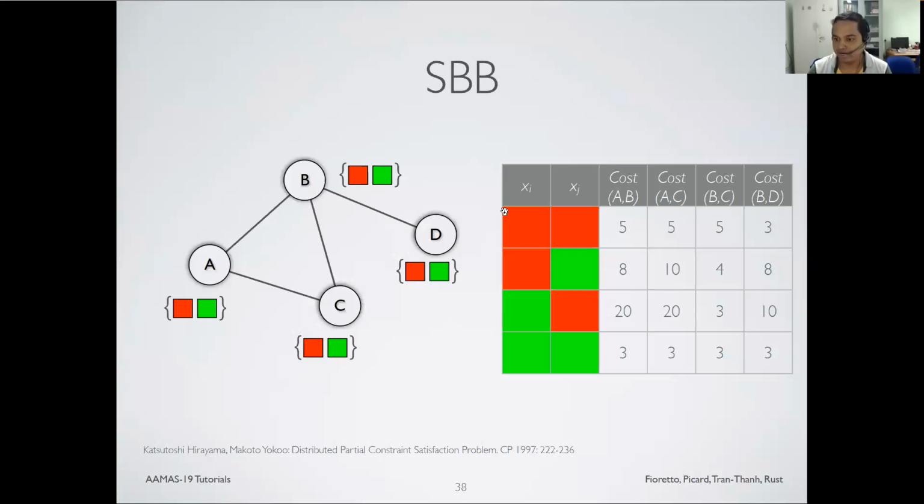So whenever I find that AB is red, we will put value 5 cost. Whenever we will get AC red, we will take the value as 5. Whenever we will get BC as red, we will put the assignment cost is 5. Okay, sir. Whenever we have red with the BD, then 3.